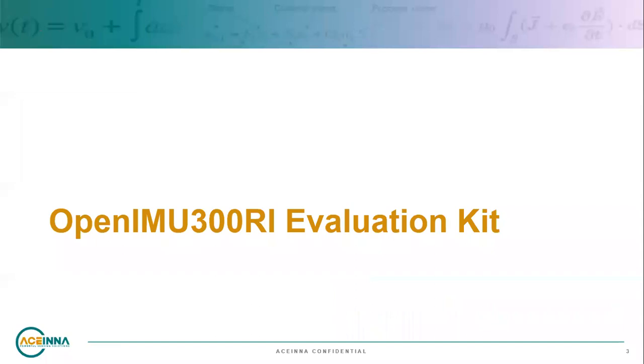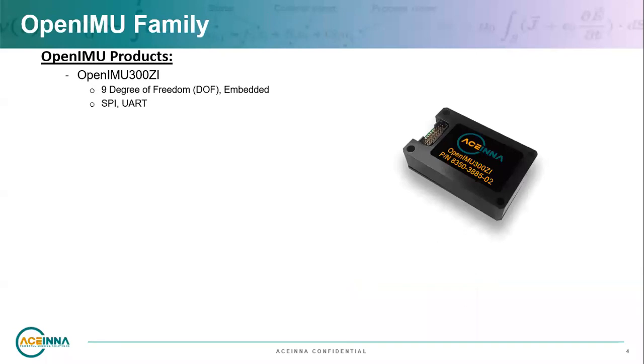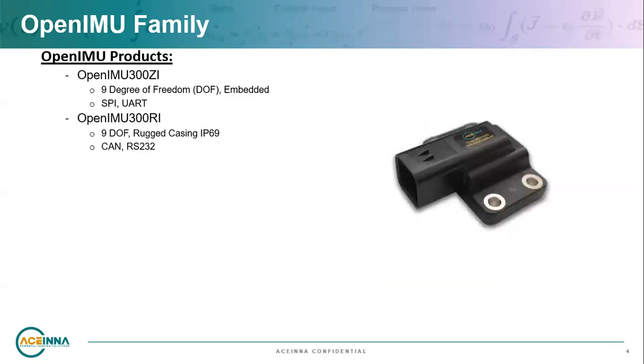So getting started, OpenIMU300RI Evaluation Kit. Let's take a look at all the products that we have in the OpenIMU family. The first one we have is OpenIMU300ZI, which is 9 degrees of freedom, and this is used for embedded applications, and it has SPI and UART as interfaces. The second product we have is OpenIMU300RI. It comes in 9 DOF. That means it has a 3-axis accelerometer, 3-axis gyroscope, and 3-axis magnetometer. And it comes in a ruggedized casing with IP69 rating. And it has CAN and RS-232 as interfaces.